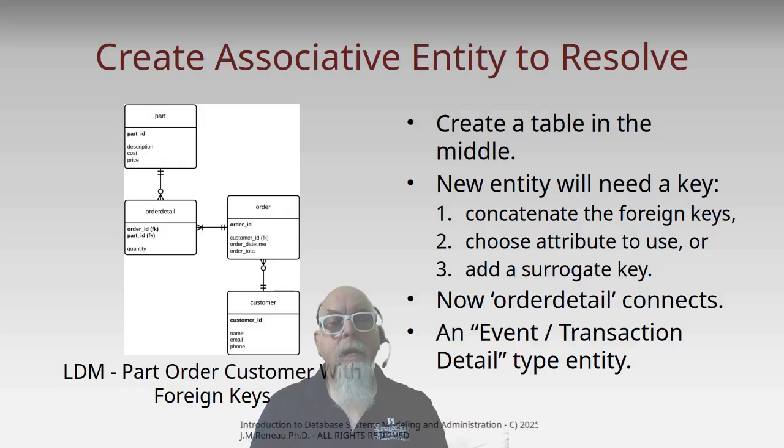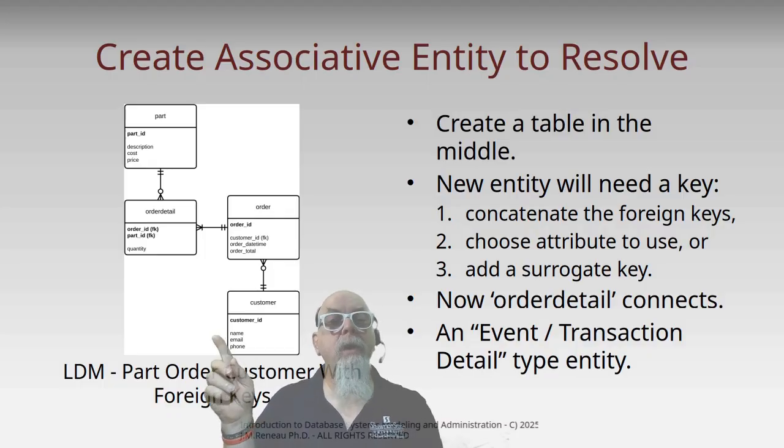In a logical data model, we want to eliminate these many to many relationships. And to do that, we're going to have to create a new entity in the middle. We're going to have to create an entity between part and order, or we may have to create multiple entities. But in this example, we're going to create this new entity here in the middle. We call that an associative entity to resolve the many to many conflict.